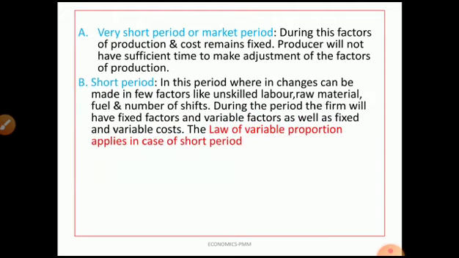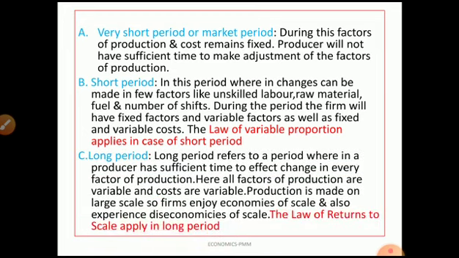In short period, changes can be made in a few factors like unskilled labor, raw material, fuel and number of shifts of working. During this period, the firm will have fixed factors and variable factors. So in short period, it is a combination of fixed factors and variable factors. The combination of these two factors is called the law of variable proportion and it is applied in the case of short period.